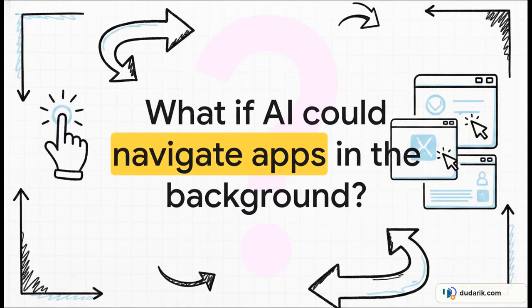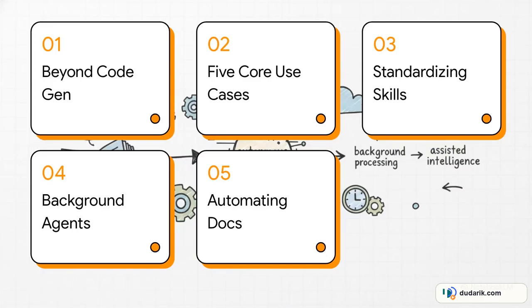Okay, let's just dive right into this question. What if your AI assistant could literally click, type, and navigate applications entirely in the background while you focus on something else? I want to instantly shatter the misconception that Codex is just about predicting your next line of text. As we're seeing in the latest updates, Codex actually has its own cursor now and the ability to operate completely independently on your machine. Here's our roadmap for today. We're looking at beyond basic code generation, the 5 core use cases, standardizing work with skills, the background agent revolution, and finally, automating your documentation.